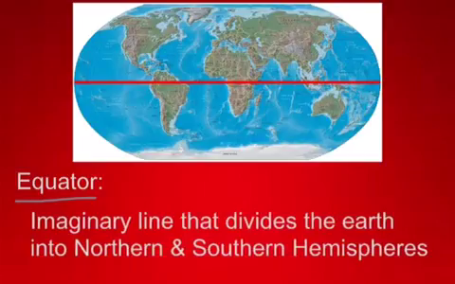Our next vocabulary word is the word equator. Equator is an imaginary line that divides the Earth into northern and southern hemispheres. Shortly we'll be going over what hemispheres are. The red line, as you can see here, across the globe is an imaginary line that's actually not there, but it divides the Earth into the northern part and the southern part.